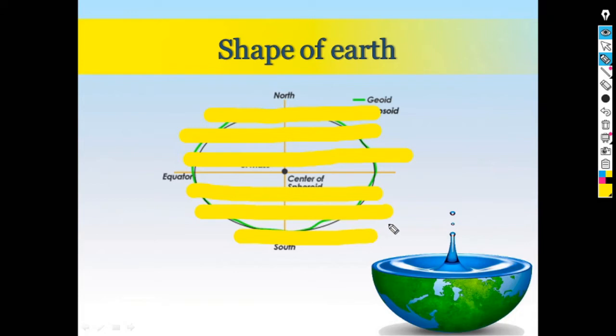Okay, so this is a 0 latitude. In the northern hemisphere the values will be in plus: plus 10, plus 20, going till plus 90. And in the southern hemisphere it will be in negative, so minus 10, minus 20, minus 30, and so on till minus 90.